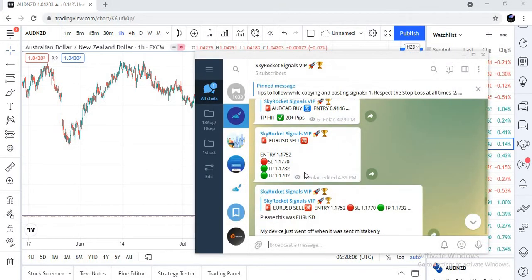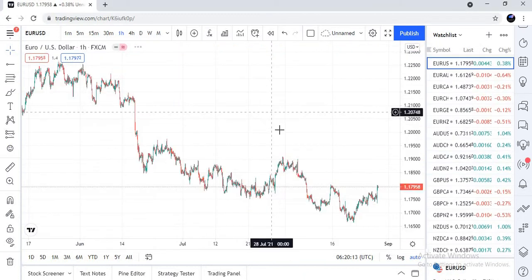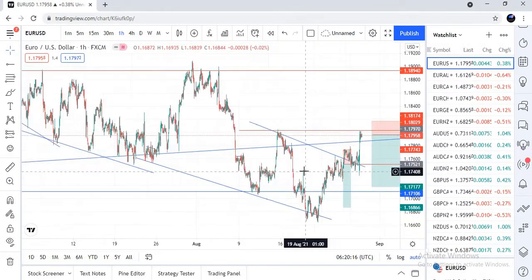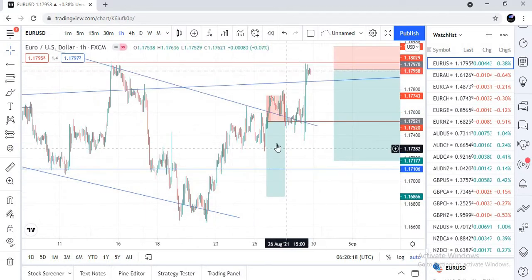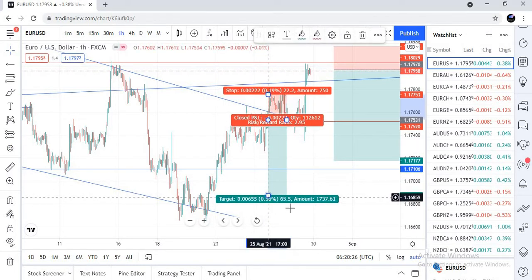So the next pair that we placed a trade on was the euro to the USD. We didn't really see many 100 pips opportunities for this week, so we were just placing trades and targeting little pips like 60 pips, 50 pips. I think we targeted about 50 pips for this pair.